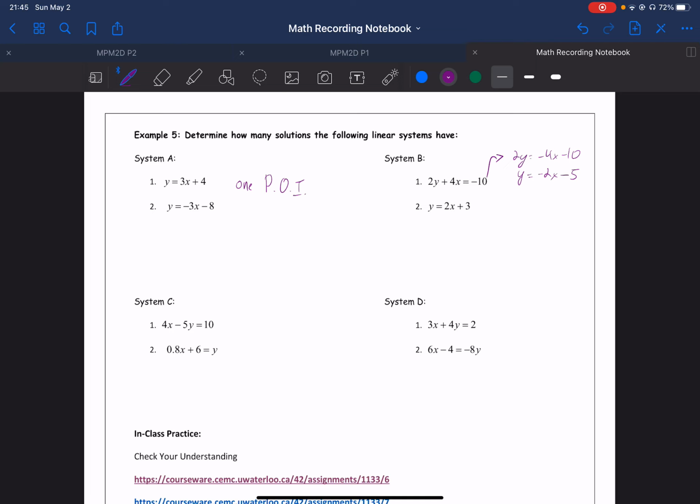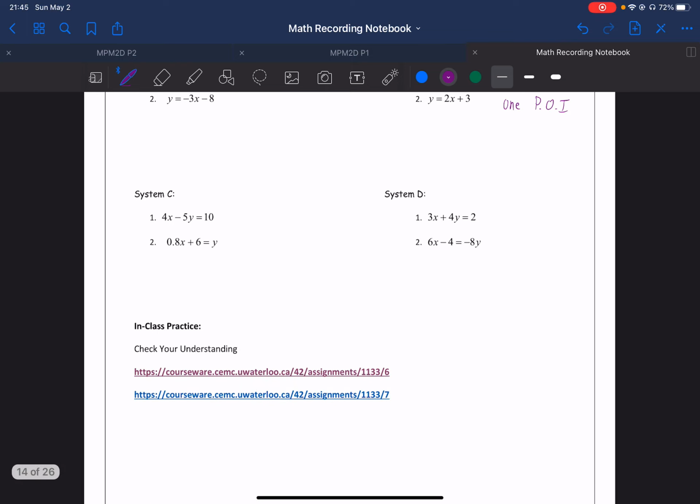Again, let's look here. Negative 2, positive 2. Okay, we're good. We can now find out that there is one POI. They have a different slope, different y-intercept. They're not the same line. Therefore, we're good.